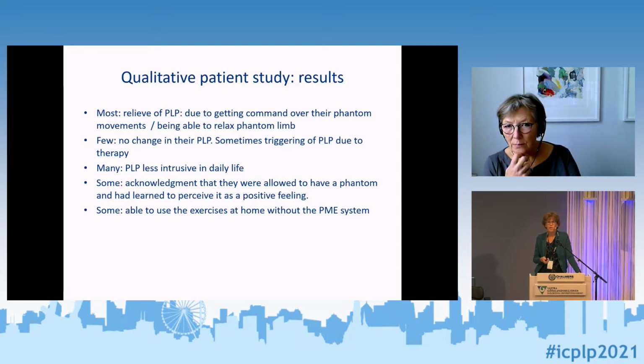The results of this qualitative study were that most patients felt relief of phantom limb pain, mostly due to getting command over their phantom movements, and also because they were able to relax the phantom limb. They learned to relax the phantom limb, and that gave pain relief as well. Few had no change in their PLP. This is also, of course, interesting, because why do they not have a change in their PLP and others do? In a few cases, the therapy triggered an increase in PLP, mostly for a short time period.